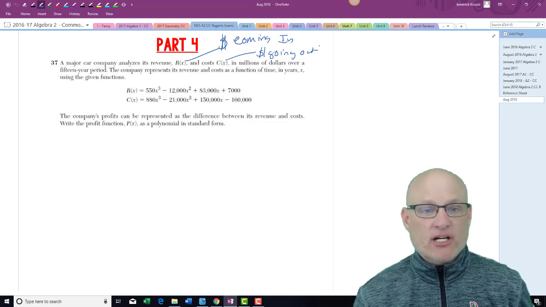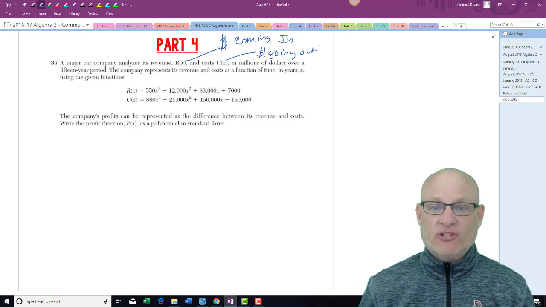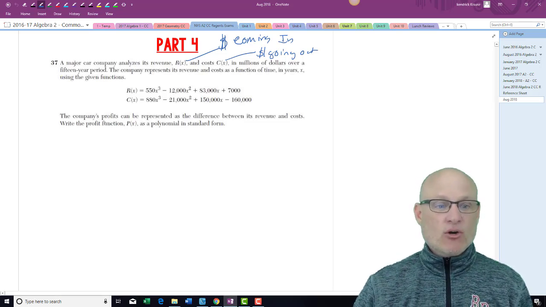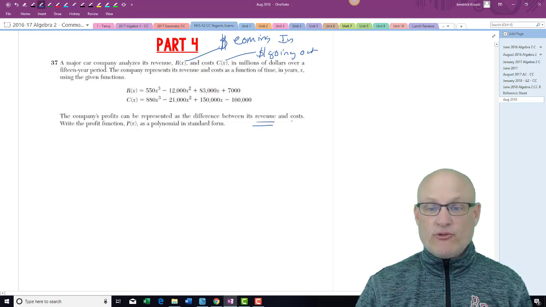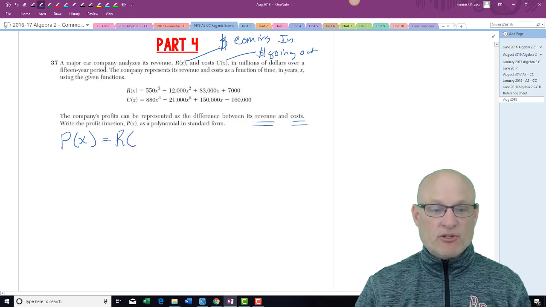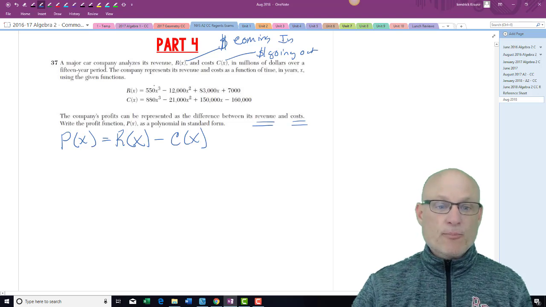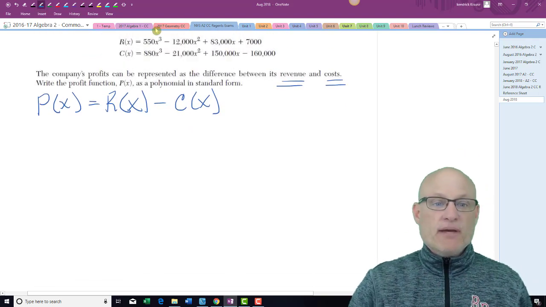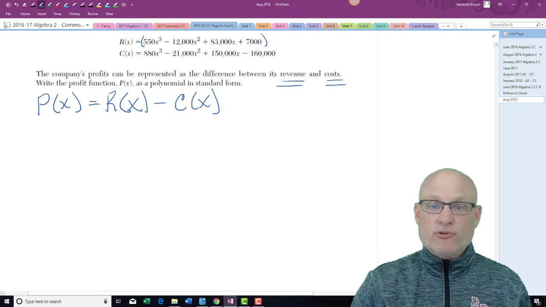Over a 15-year period, the company represents its revenue and costs as a function of time in years X using the given functions. The company's profits can be represented as the difference between its revenues and its costs. So P of X, profit, is equal to revenues, how much money you bring in, minus your costs, how much money goes out. Now, we're going to put these in, and you need to make sure that when you substitute, you use parentheses.